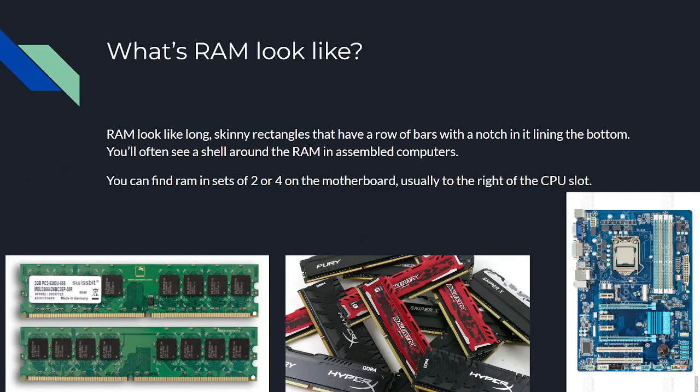So, what does RAM look like? RAM looks like long, skinny rectangles that have a row of bars with a notch in it lining the bottom. You'll often see a shell around the RAM in assembled computers. You can find RAM in sets of 2 or 4 on the motherboard, usually to the right of the CPU slot. So if we look on the left here, we'll see RAM that's unenclosed, just how it looks normally. In the middle here, we'll see gaming RAM, and on the right here, you'll see a motherboard, and to the right of the square that's in the top middle, you'll see these 4 bars. Those are the slots that RAM goes into.